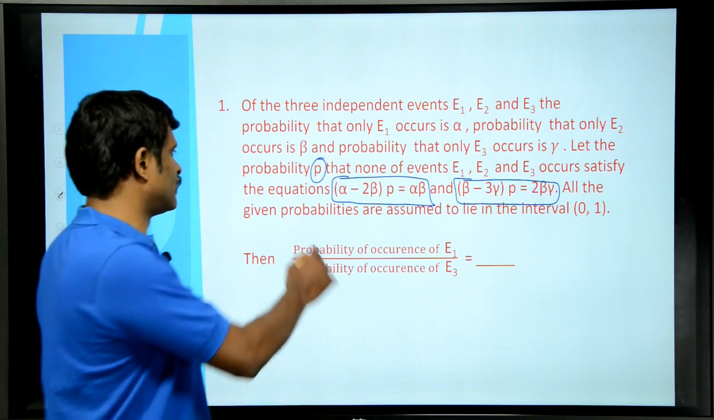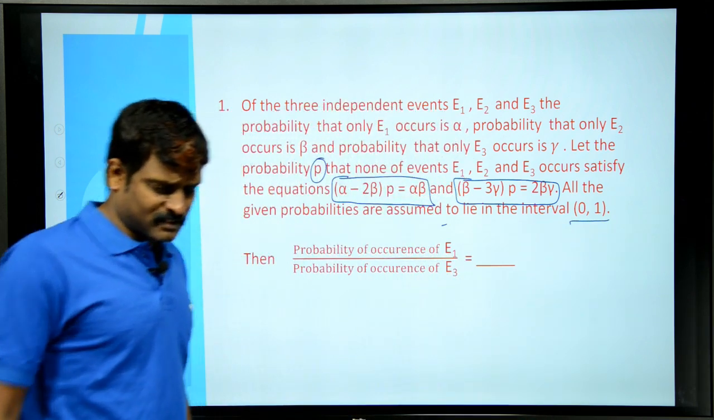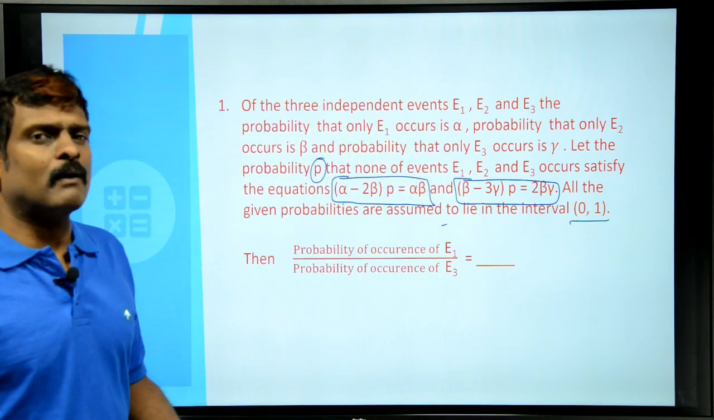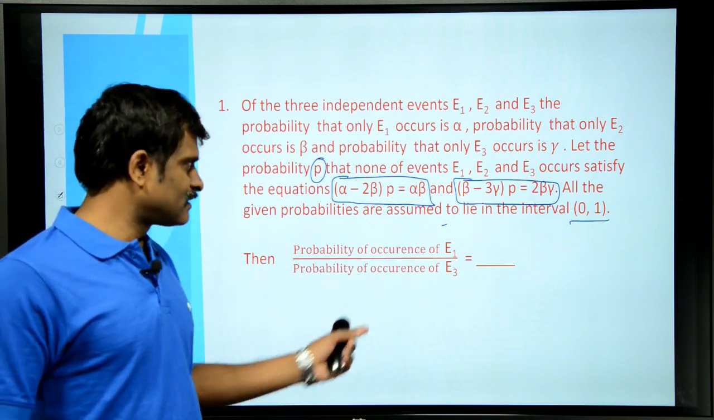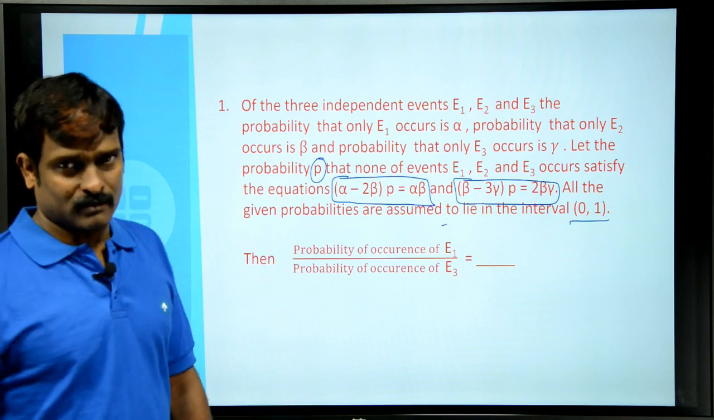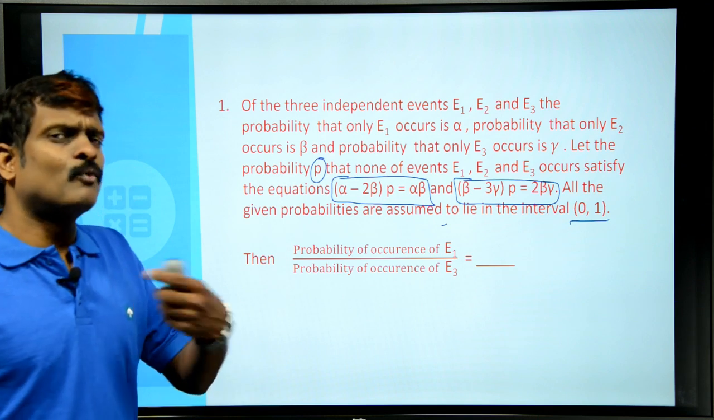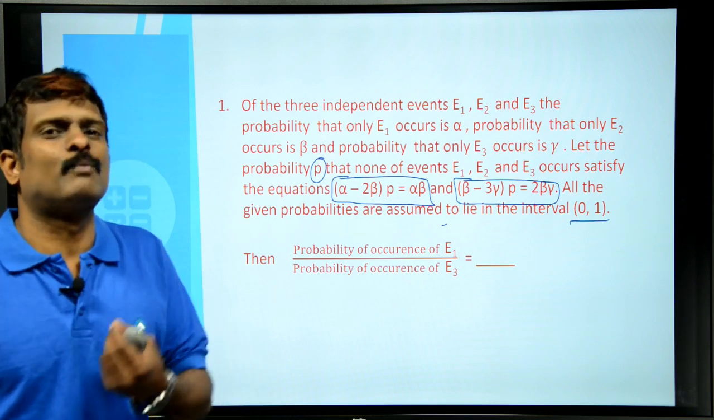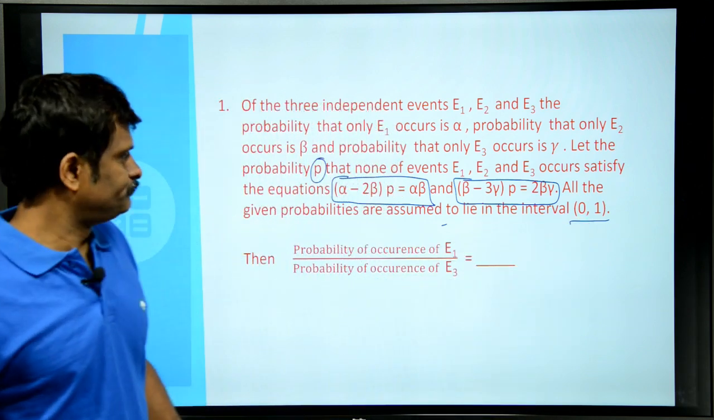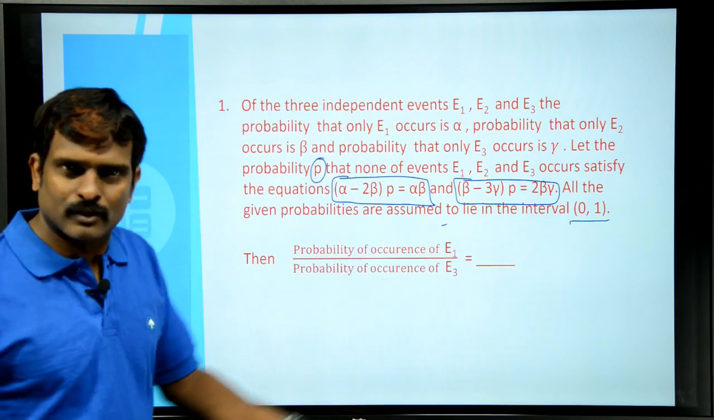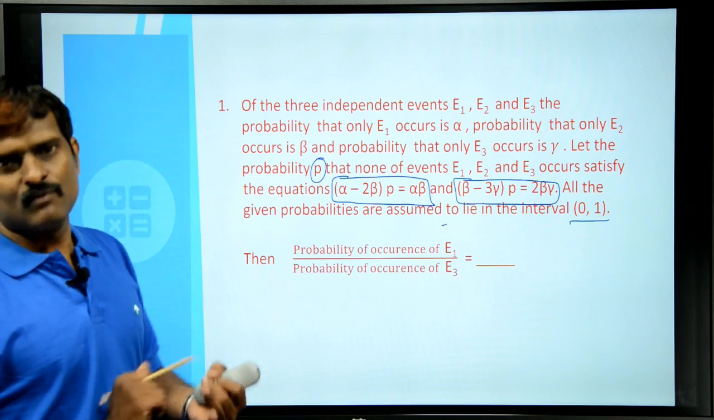All these given probabilities are assumed to lie in the interval between 0 and 1, and this is a basic point: no probability is more than 1. He says they are strictly between 0 and 1, meaning no probability is 1, and every event has a chance. There is no event with 0 probability here, because all the probabilities are less than 1 and greater than 0. You cannot take any probability as 0 and you cannot take any probability as 1, right.